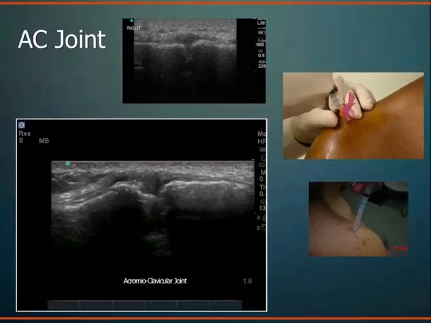And so you're trying to get this little 25 gauge needle into this really tiny joint. You're usually doing it in the setting of joint arthritis or calcific changes. That's what you see here. So this is the AC joint. This is the clavicle. This is the acromion process. This is the AC joint space. This is part of the joint fluid, calcific changes.